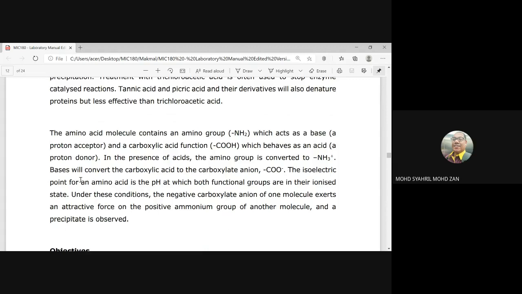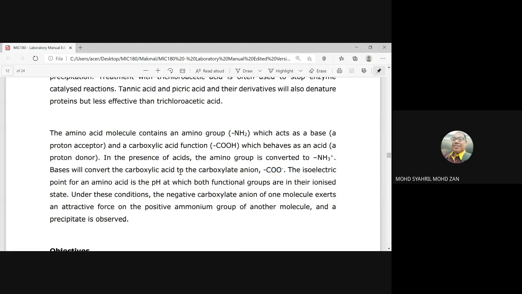The isoelectric point for the amino acid is the pH at which both functional groups are in their ionized state. Under this condition, the negative carboxylate anion of one molecule exerts an attractive force on the positive ammonium group of another molecule, and a precipitate will be observed. That's the meaning of the isoelectric point process.